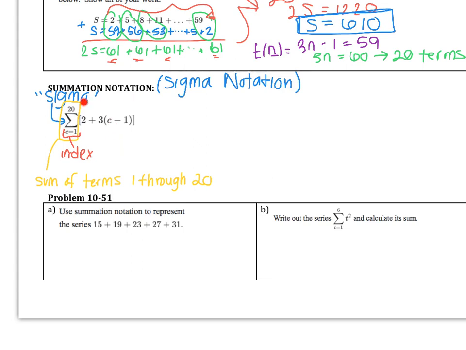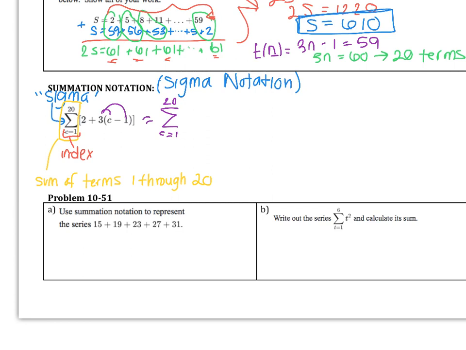So this expression on the inside can actually be simplified a little bit. So what we're going to do is simplify it. This is actually telling us to find the sum of the terms 1 through 20 of this. So when we distribute this, I'm just going to do the work right below here.